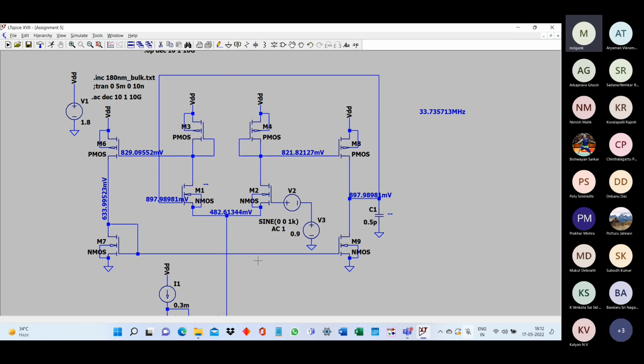M3 current is mirrored to M6. The small signal current of M4 is mirrored to M8. And M6 current goes to M7. M7 current is mirrored again in M9. So this mirroring path, we should understand how the small signal current is flowing. Whatever small signal current comes at the output stage, that multiplied by RO will give us the gain. Therefore, that is how we are trying to increase the gain.